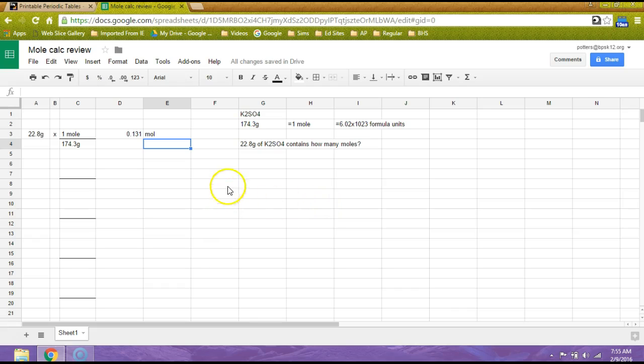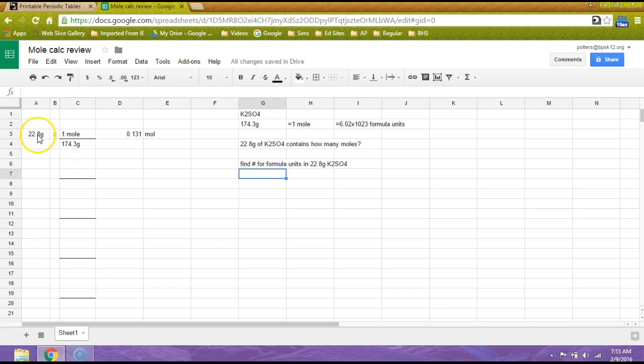Okay. What if I wanted to find the number of formula units? And a formula unit is the same thing as a molecule, kind of, except we have to use a special term to refer to ionic compounds, which is what K2SO4 is, metal with nonmetal. You recognize that. Okay, so find the number of formula units.